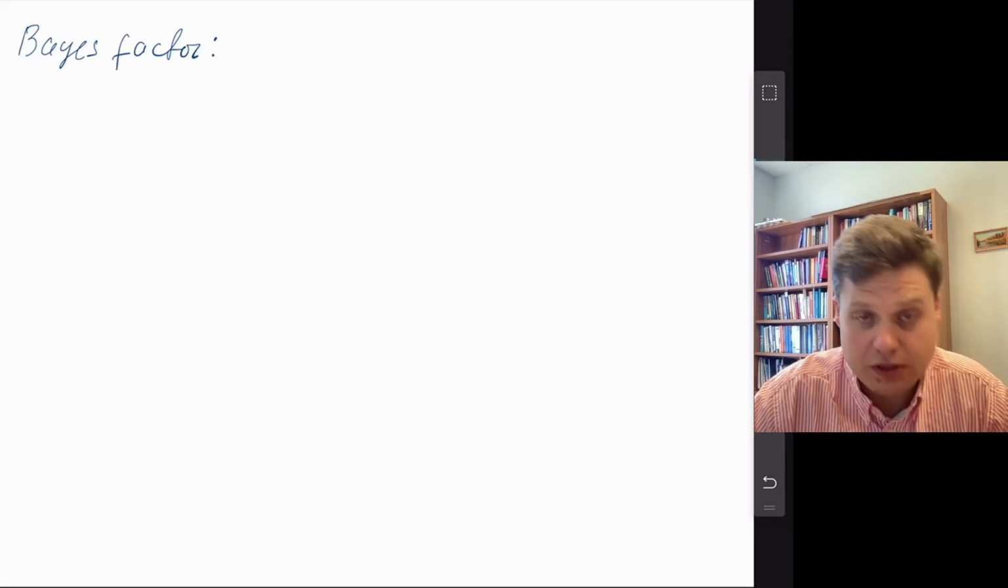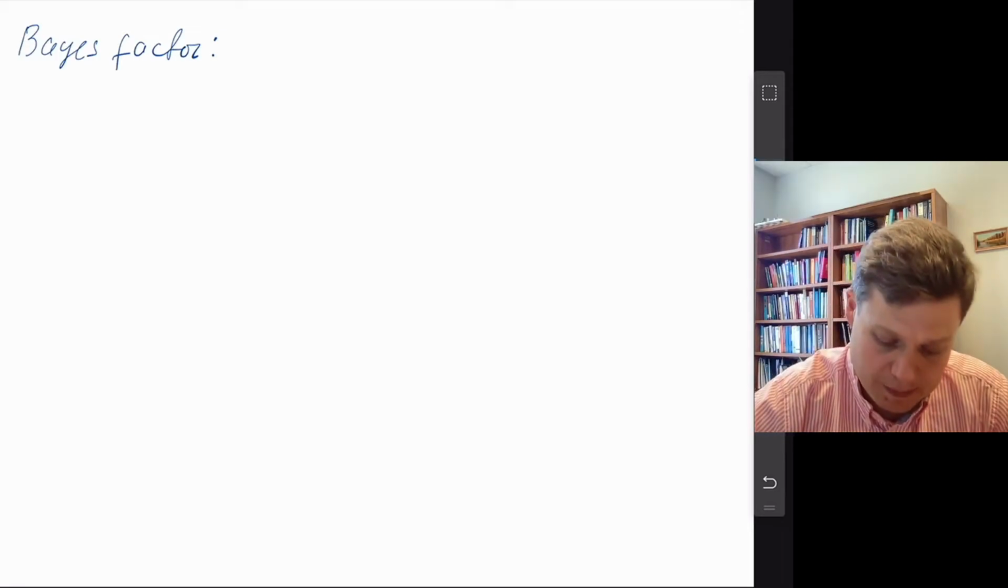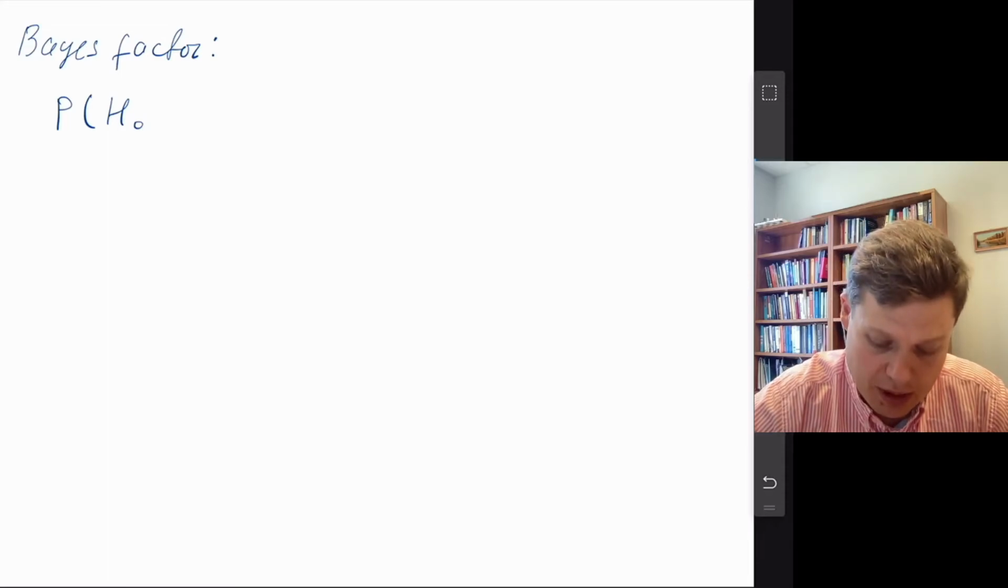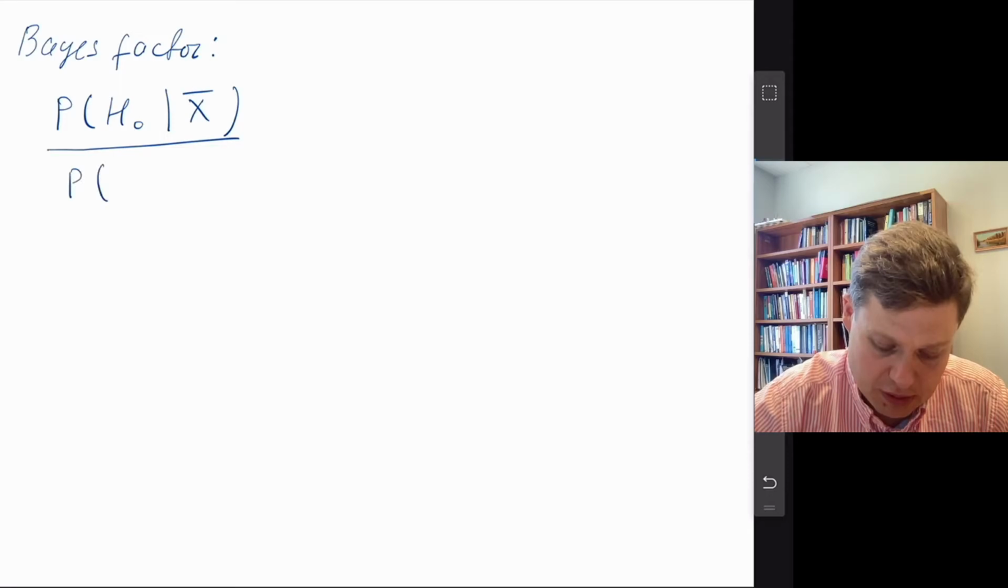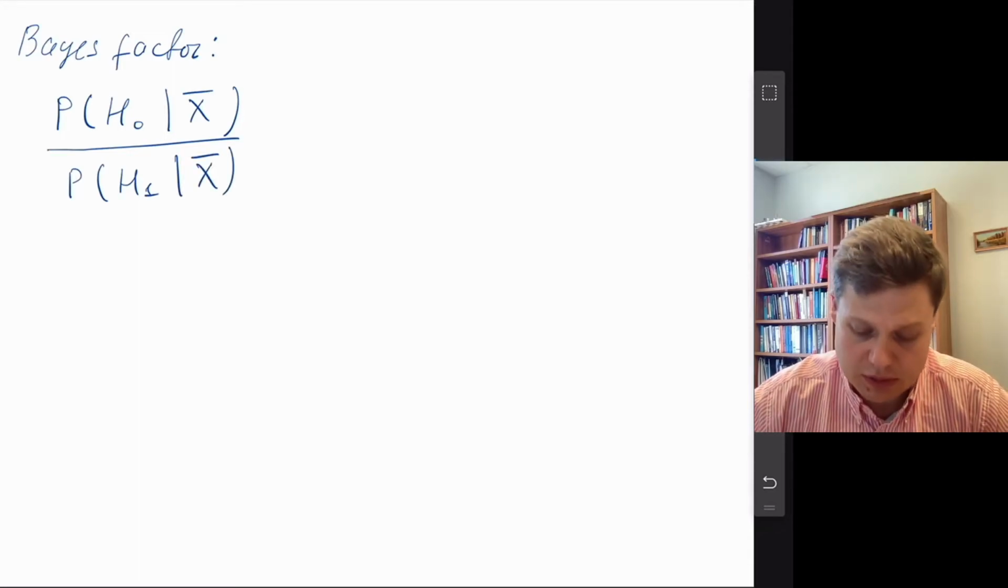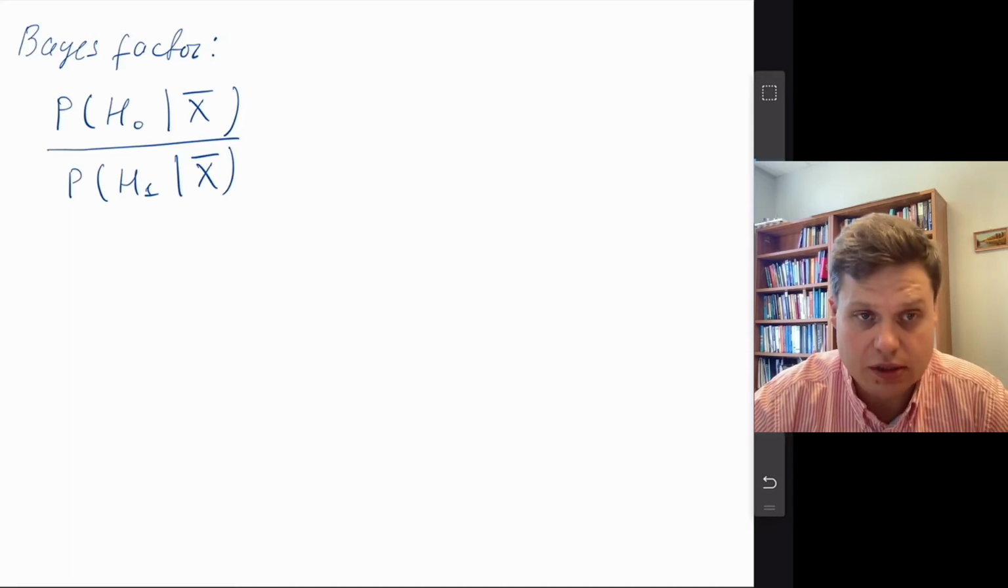So first of all, we want to know the probability of hypothesis H0, the null hypothesis, given the data, given the value of x bar that we calculated, divided by the probability of the alternative hypothesis given the data that was calculated. So that's what the Bayes factor is.